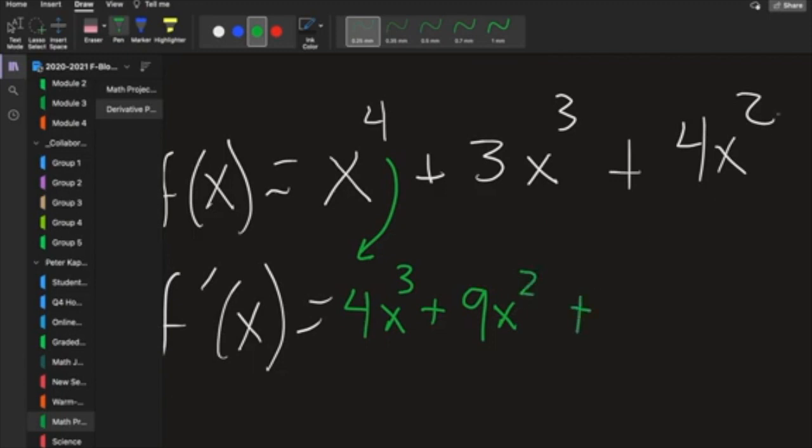And then here, what's 2 times 4? 8. Keep the x. And what's 2 minus 1? 1, and you don't need to write that. So you can just keep this as 4x to the third plus 9x squared plus 8x. And that is going to be it, guys.